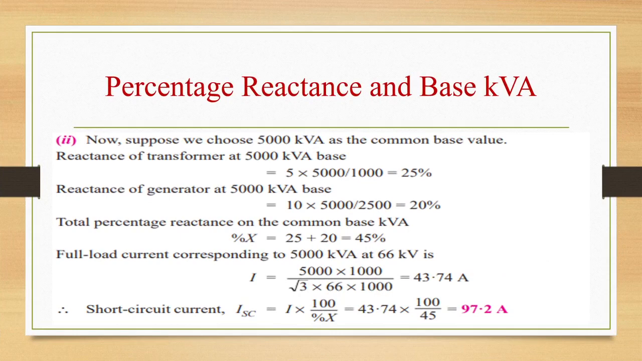Now we are going to see for 5000 base kVA. All the steps are the same except that instead of 2500, I am putting the value as 5000. So it is also 97.2, which is the same as the previous case. From the above illustration, it is clear that whatever may be the value of base kVA, short circuit current will be the same.